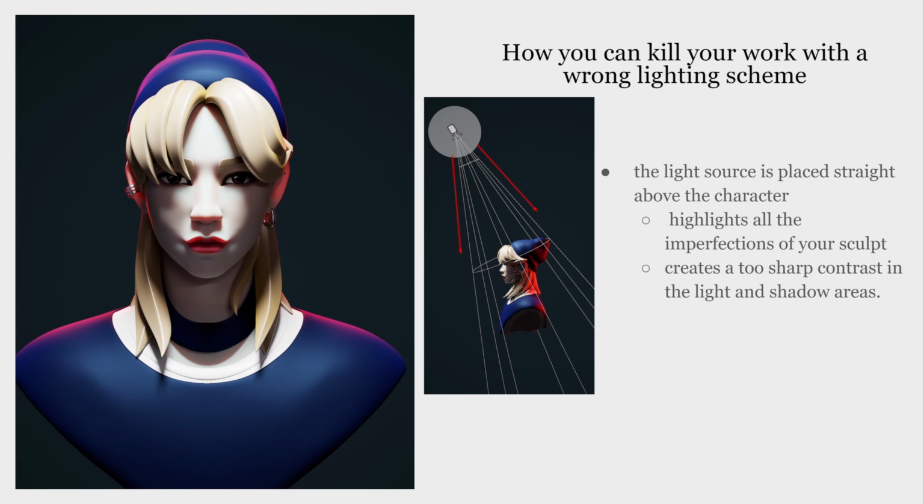Now let's review the most common mistakes which I often see in the works of beginners. The first example is when the key light is positioned directly above the character and gives harsh shadows. No doubt that in some cases this lighting scheme can be beneficial. However, such a setup will highlight all the imperfections of your sculpt. It's a great scheme if you want to portray a villainous character, but it is important to understand that if your sculpt is not perfect, it is better to avoid placing the key light straight above the character.